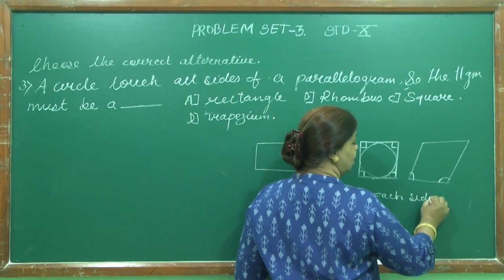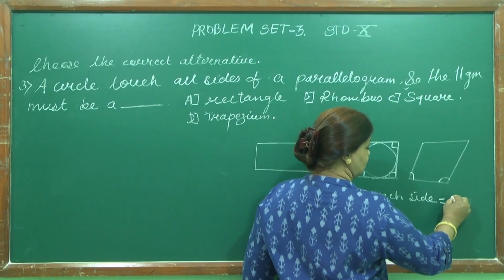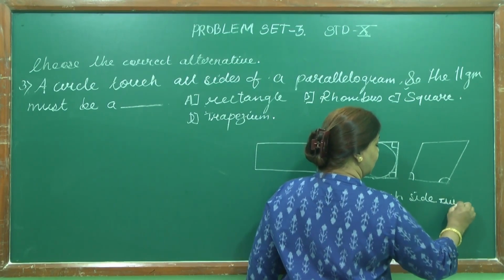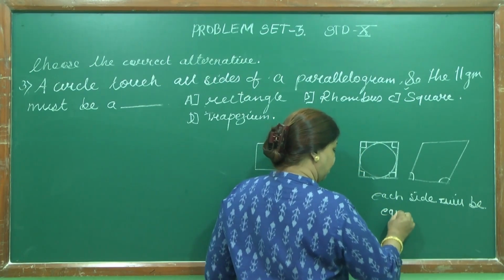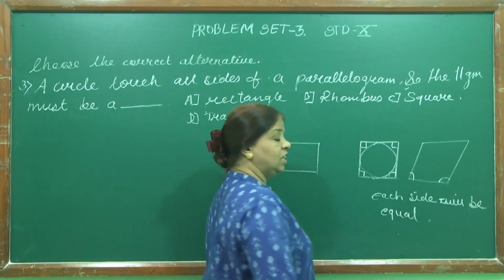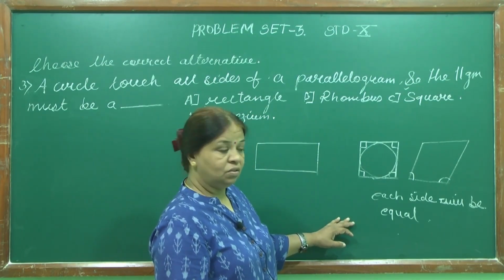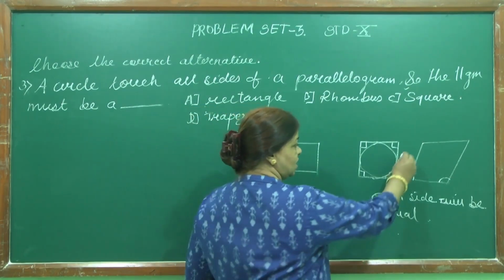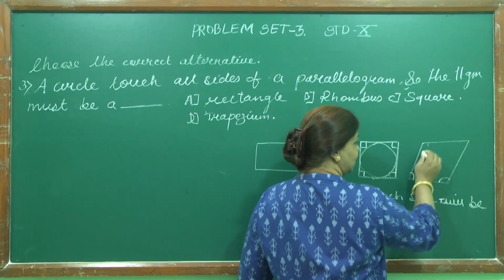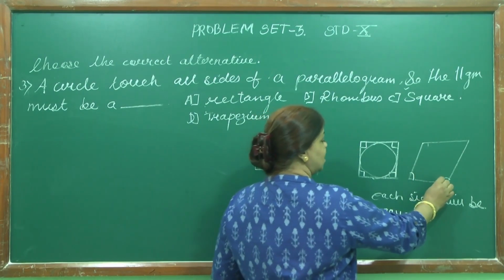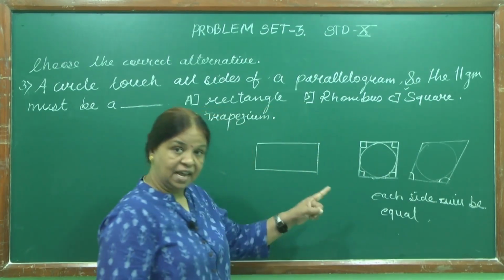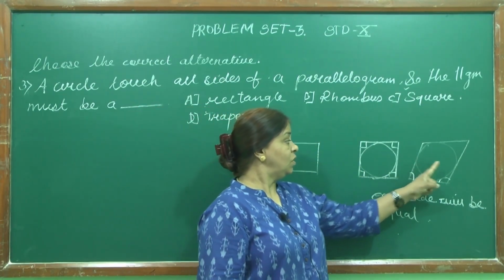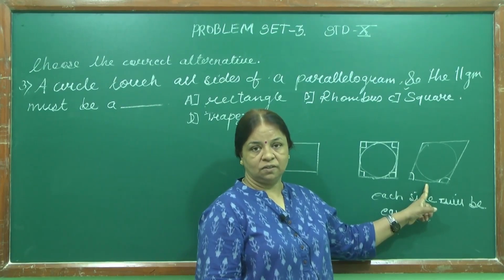Each side would be equal. In a parallelogram in which each side is equal, we can draw the circle. See here, even though the angles are not 90 degrees, each side is equal, so we can draw a circle inside and all the sides of the rhombus will touch the circle.